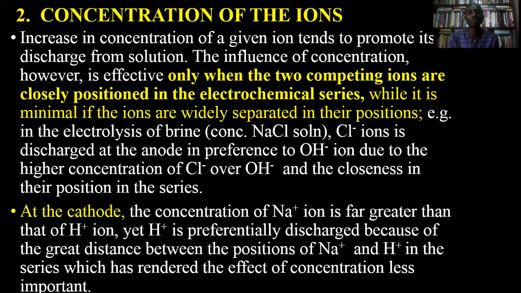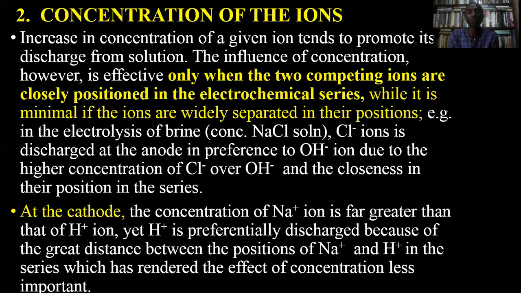Ordinarily, the anions there are the chloride ion and the hydroxide ion. Ordinarily, hydroxide is lower than chloride ion, but because of the concentration of chloride ion in the electrolyte, it will be discharged at the anode in preference to hydroxide ion. Why? Because the two of them are closely ranged, they have a close position in the electrochemical series. It can only work when the positions of the two ions being considered are close.